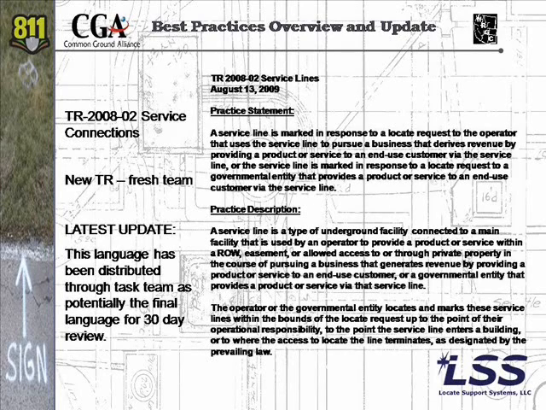The description goes on to further describe what a service line is, and that this is a type of underground facility connected to a main, that it's used by an operator to provide a product or service within a right-of-way easement or allowed access to or through private property in the course of pursuing a business that generates revenue, and that the operator locates and marks these services within the bounds of the locate request up to the point of their operational responsibility, to the point the service line enters a building, or to where the access to locate the line terminates.